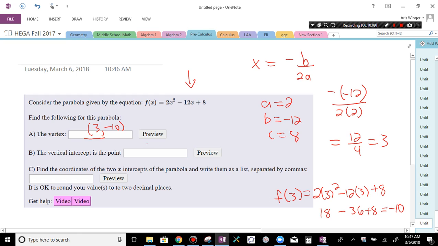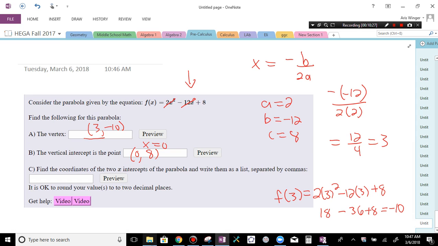The y-intercept is what happens when x is 0. When x is 0, that goes away, that goes away. You're left with a beautiful 8. I think they want the point 0 comma 8. What's nice about this is if you put in 8, they mark it wrong, then you have another chance to put in the right answer.